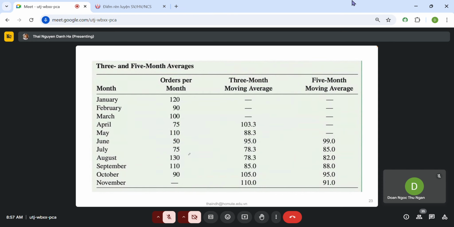I also have an example here. It's MA3. It's MA5. So you can compare: because of MA3, it means the first 3 periods we cannot predict, and for MA5, we cannot forecast the first 5 periods, right?